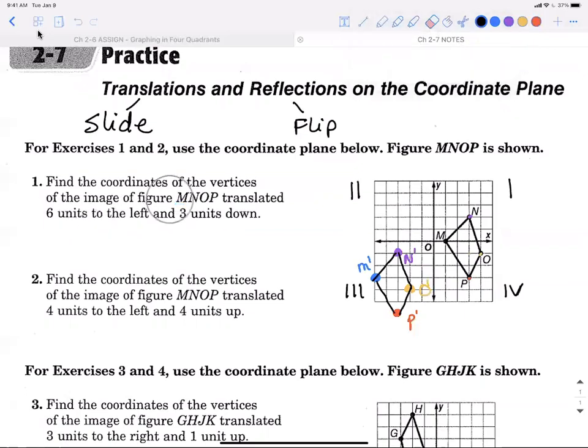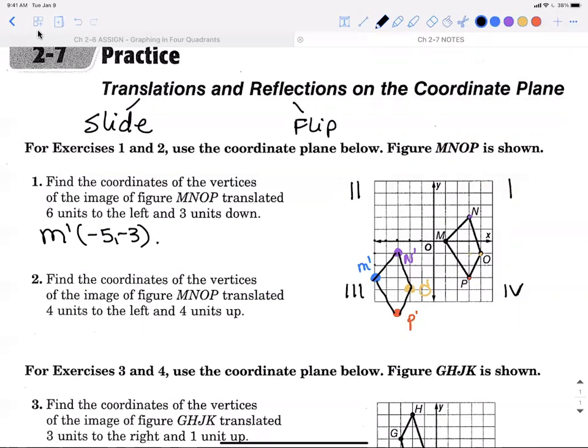So I'm going to go through and I'm going to name M1, right? This is my new M, so it's M1. And my new M1, well, you got to look and see where that new blue point is. It's at -5, -3, right? Backwards 1, 2, 3, 4, 5, down 1, 2, 3. So my new M is at -5, -3.